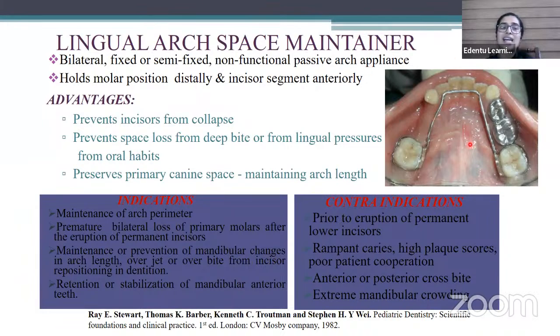As you could see here, the advantages are that it prevents the incisors from collapse, it prevents the space loss from deep bite or from the lingual pressures from oral habits, and it preserves the primary canine space in such a way that it helps in maintaining the arch length. So please give more importance towards indications, that is maintenance of arch perimeter, and premature bilateral loss of primary molars after the eruption of the permanent incisors.